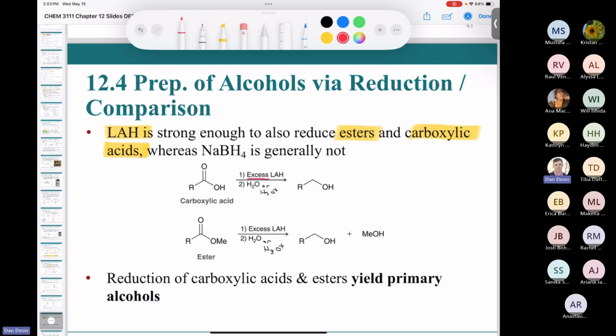Right here we need excess, and here we need excess. The reason why is you need more than one equivalent. Now, this mechanism here is not covered in this chapter. We're going to take a look at it later on when we get to the carboxylic acids chapter. But this mechanism is covered, okay? And what you notice is that the methoxy group ends up coming off as an alcohol. And I am going to show you that mechanism.